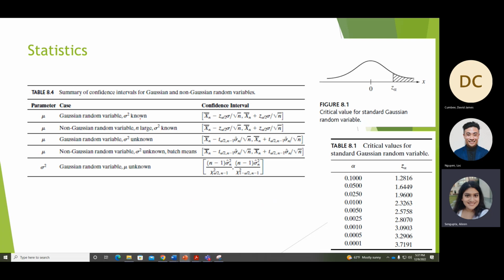My bad. A known variance will always have a Z distribution. Now, be very careful. This is Z of alpha by 2. You see this value, Z of alpha by 2. This is T of alpha by 2. This is chi-square alpha by 2. And then this is chi-square 1 minus alpha by 2.